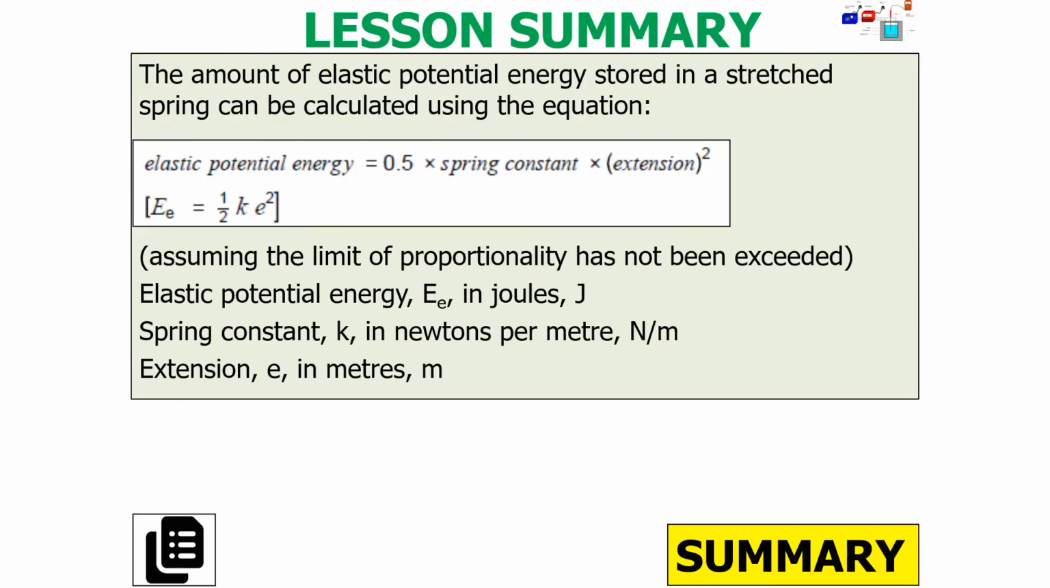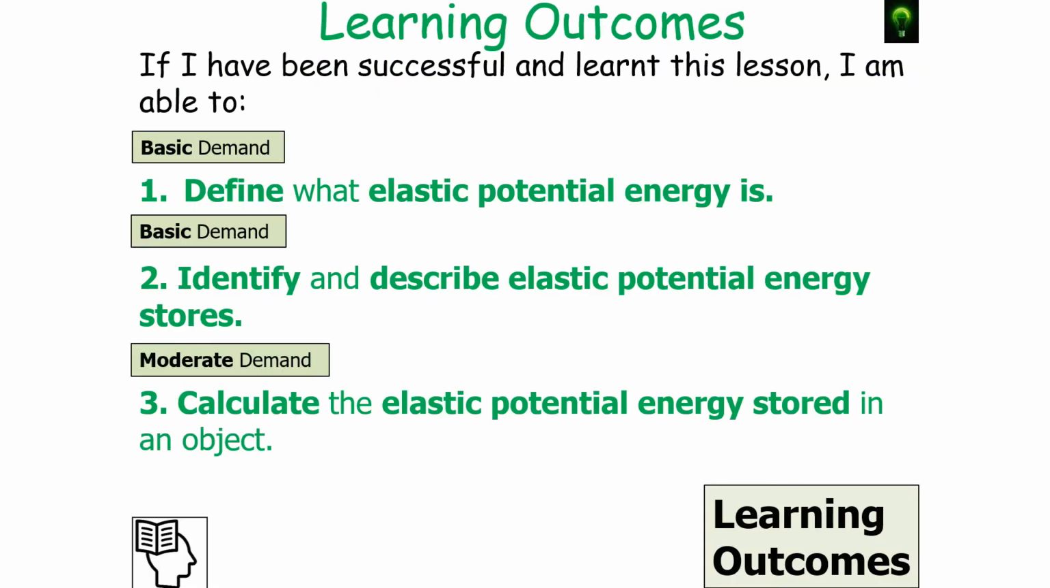So what have we learned in today's lesson? The amount of elastic potential energy stored in a stretched spring can be calculated with the equation: elastic potential energy is equal to a half times spring constant times extension squared, where we have the elastic potential energy E in joules, the spring constant k in newtons per meter, and extension e in meters. If we've been successful, we should be able to define what elastic potential energy is, identify and describe elastic potential energy stores, and finally calculate the elastic potential energy stored in an object.